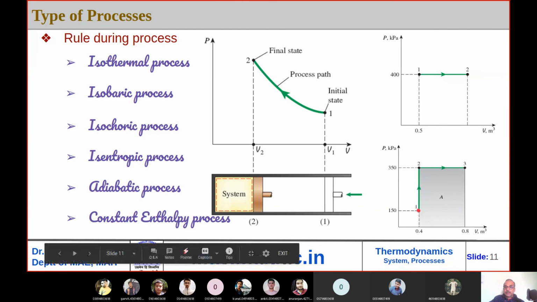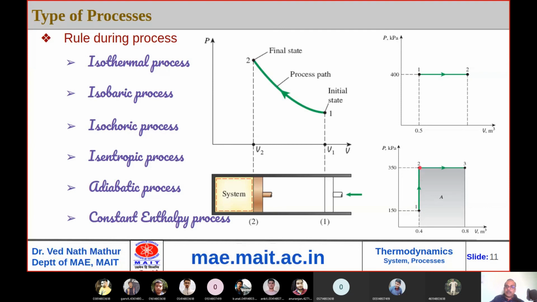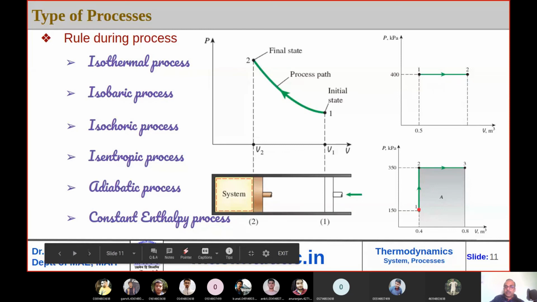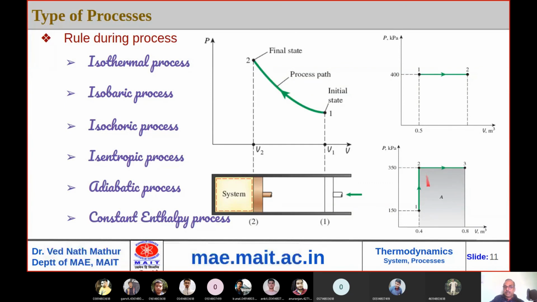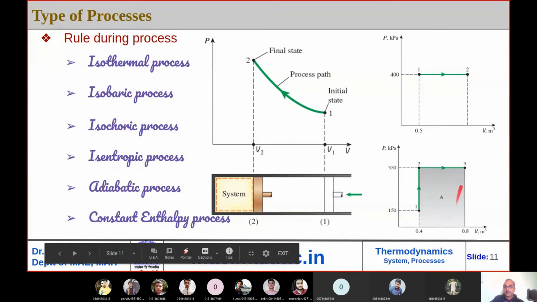We'll study later and we'll derive a formula for work transfer during the process. This work transfer can be calculated graphically also. It's given by the area below the curve. So for an isochoric process on a PV diagram, the area is 0, so there is no work transfer. For an isobaric process 2 to 3, this entire area represents the work done by the system.